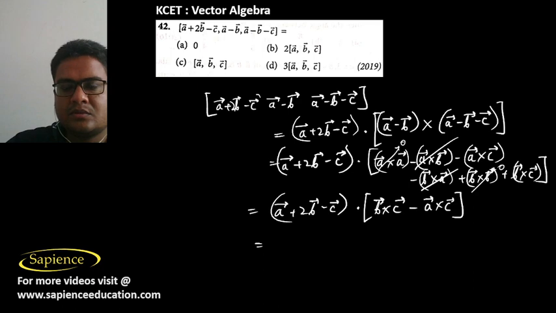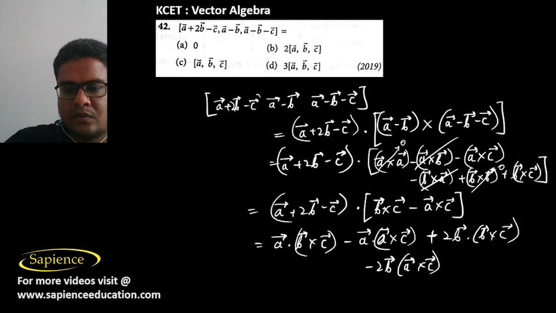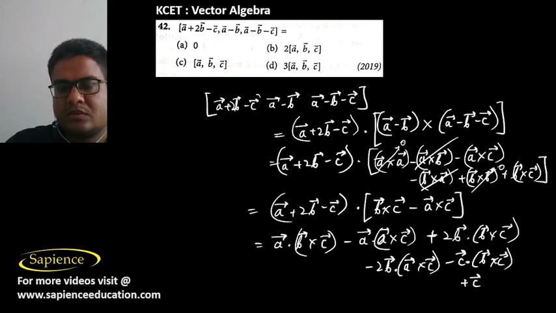So this will be equal to a dot b cross c, minus a dot a cross c, minus 2b dot b cross c, plus 2b dot b cross c, minus 2b dot a cross c, then minus c dot b cross c, plus c dot a cross c.